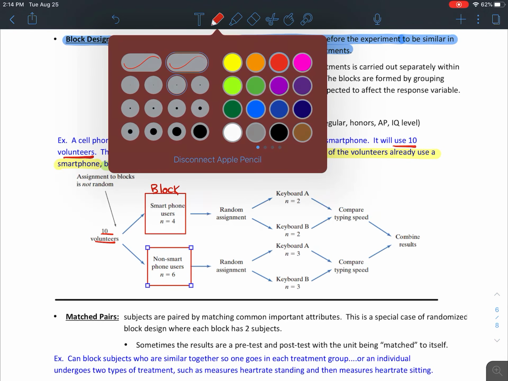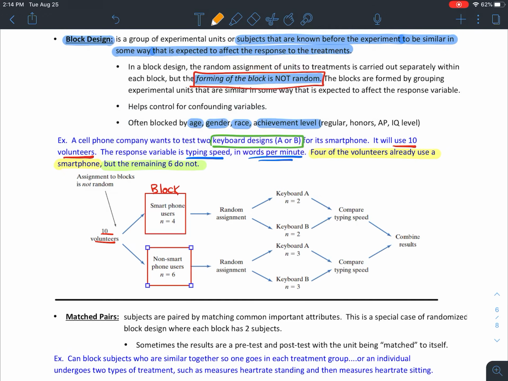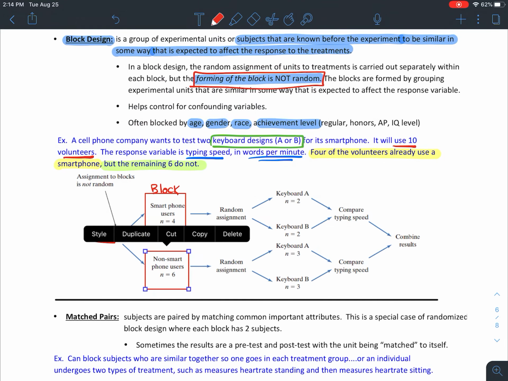the 6, sorry, this is getting all out of whack here. Okay, and this other block would be the 6 non-smartphone users, okay? Now, the blocks are not the treatments, okay? The blocks are the predetermined groups, okay? You notice up here, I formed them not at random. I formed them based on a similarity that everyone had, okay?